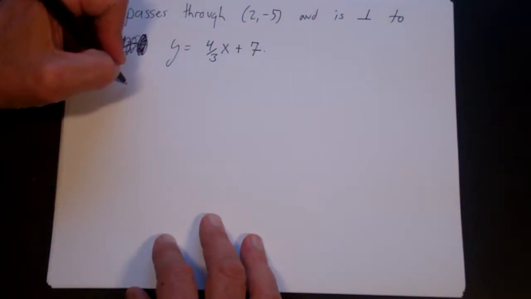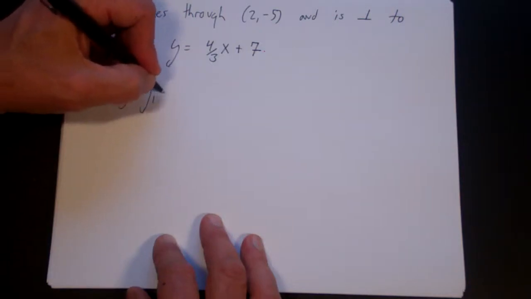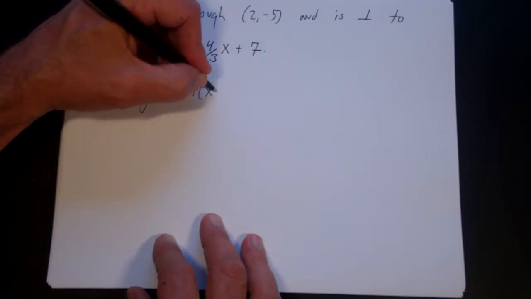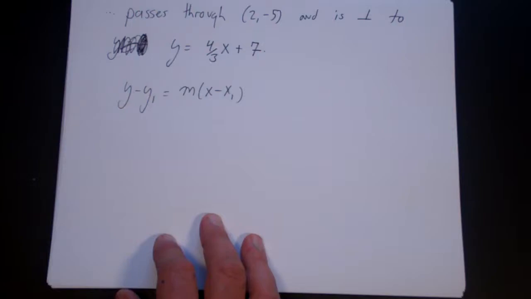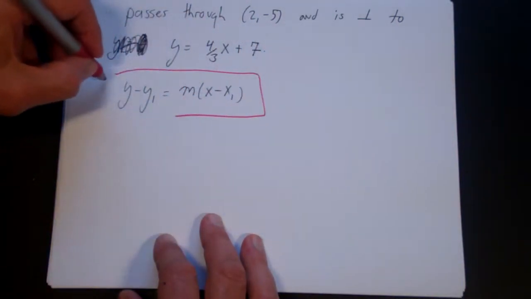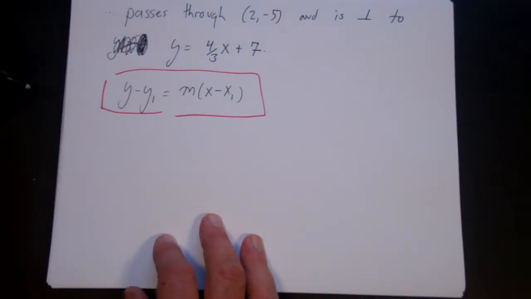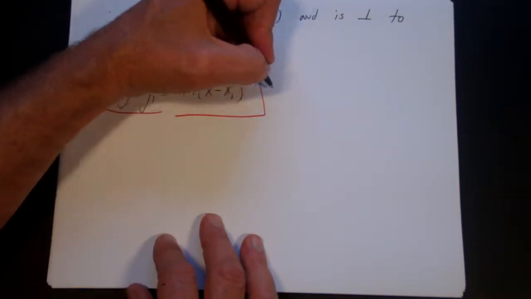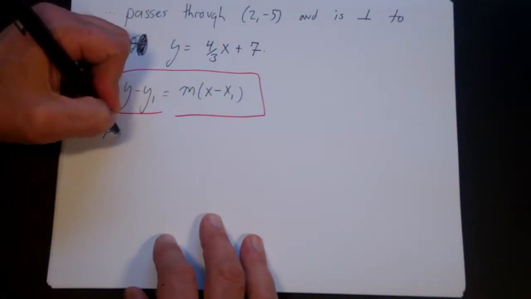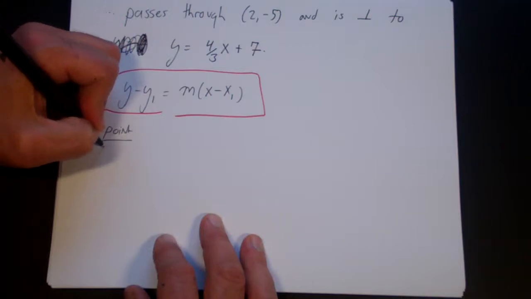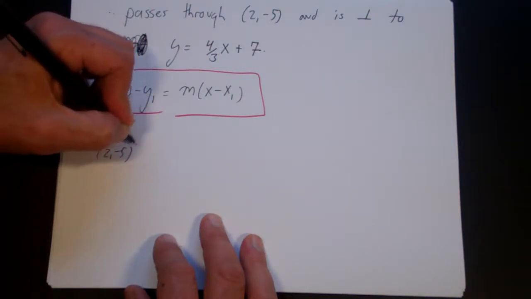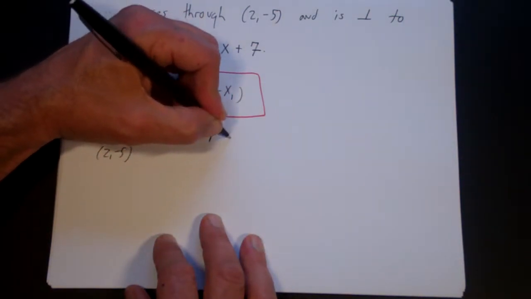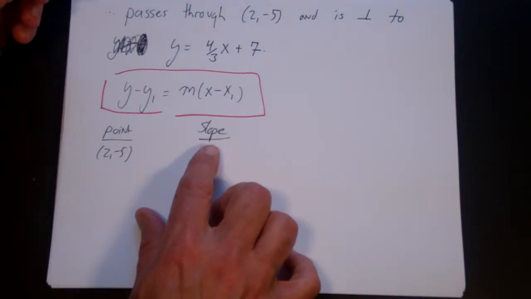So first, what formula are we going to use? y minus y1 is equal to m times x minus x1. In fact, for all of these problems where you write equations of lines, you can always use this formula. We need a point and we need a slope. The point is 2, negative 5, but the slope we don't have. So we're going to try to find the slope.